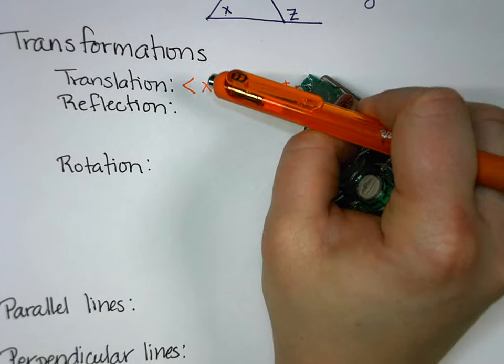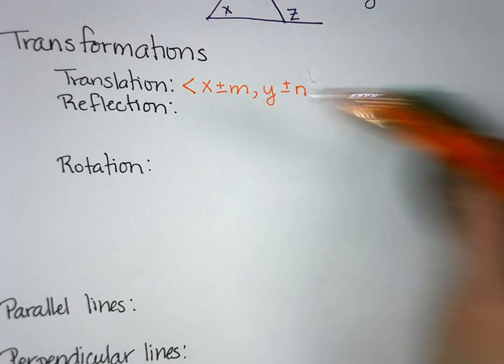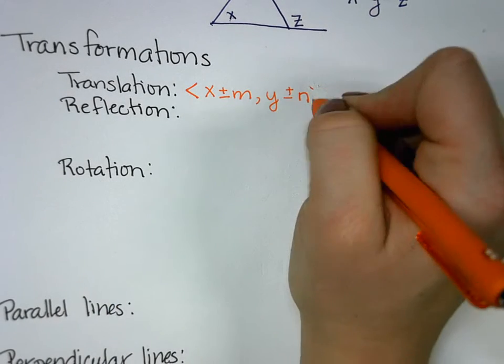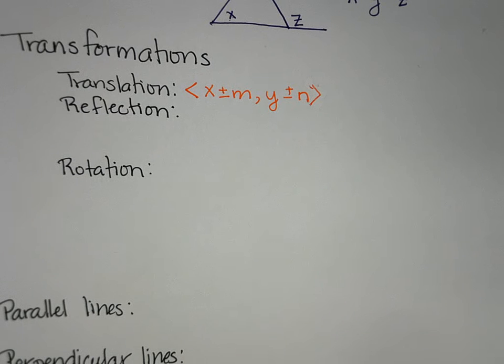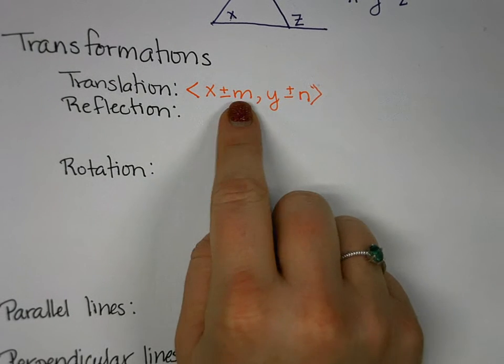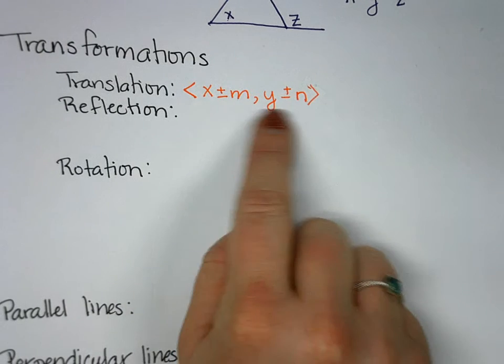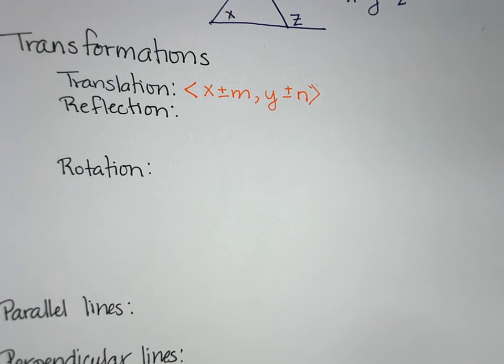So if we had x plus 2, what would that tell us about a translation? It goes to the right because we added 2 to x. If we said y minus 3, what would that be? Down 3. So just by looking at what's being added or subtracted to x and y, that tells us how far we move it up, down, left, or right.